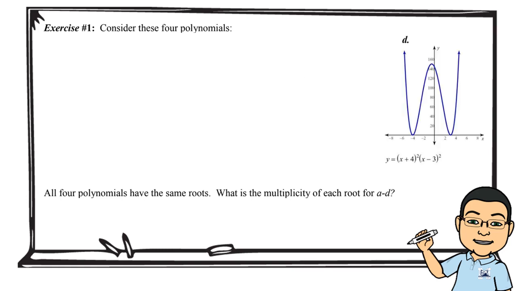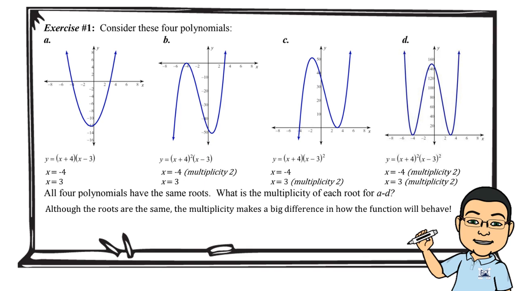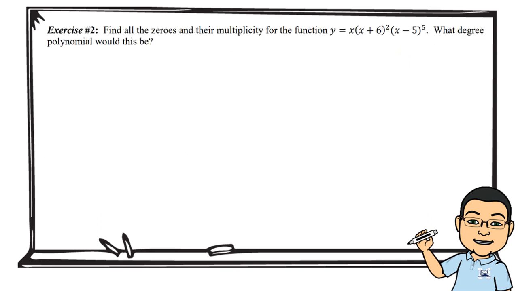And lastly, we have a double root at both negative 4 and at 3. x would equal -4 with a multiplicity of 2, x would equal 3 with a multiplicity of 2, and both would have a touch or a bounce at their root. So although the roots are the same, the multiplicity, you can see, makes a big difference in the way that the function behaves. So let's find all the zeros and the multiplicity for this function.